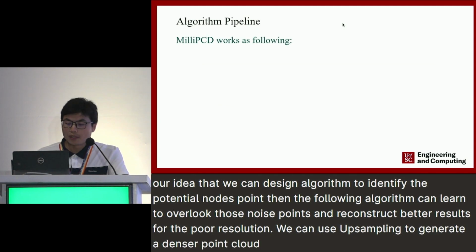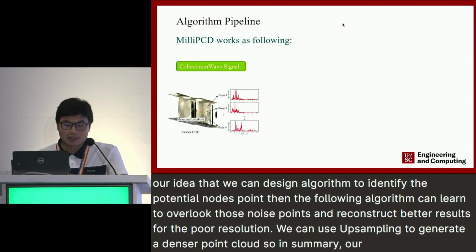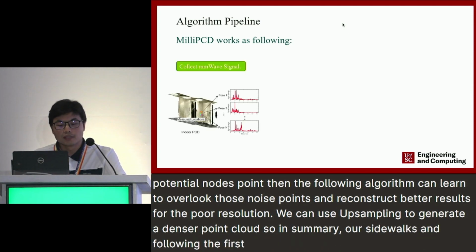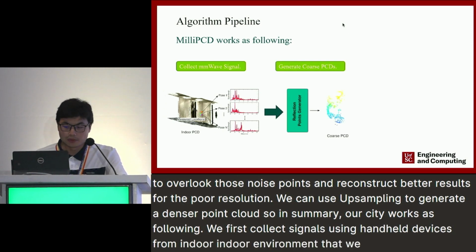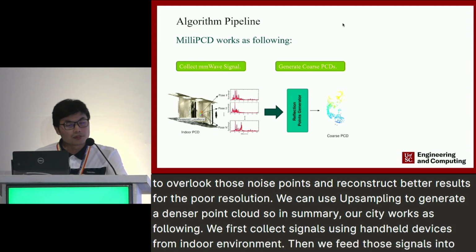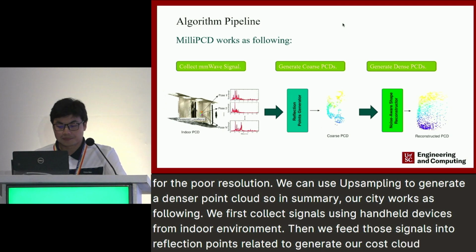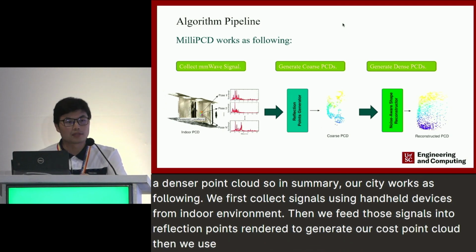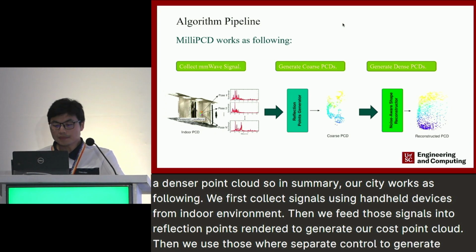So in summary, our MilliPCD works as follows. We first collect mmWave signals from the indoor environment using handheld devices. Then we feed those signals into a reflection point generator to generate a coarse point cloud. Then we use a noise-aware shape reconstructor to generate a dense point cloud from the coarse one.